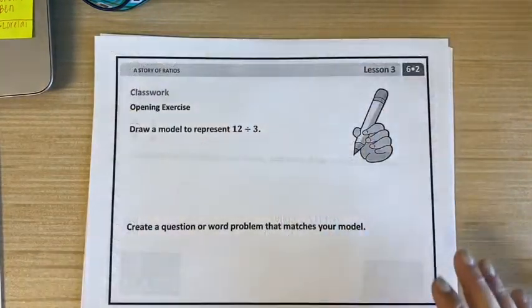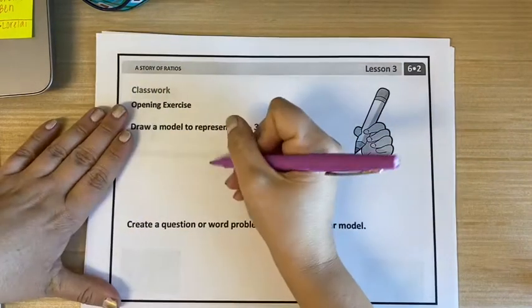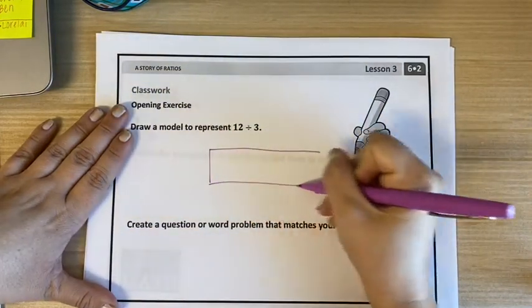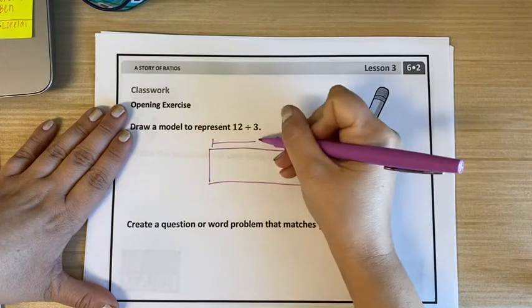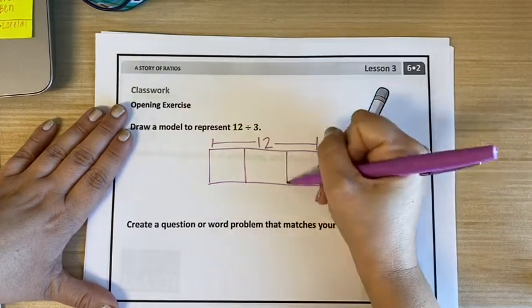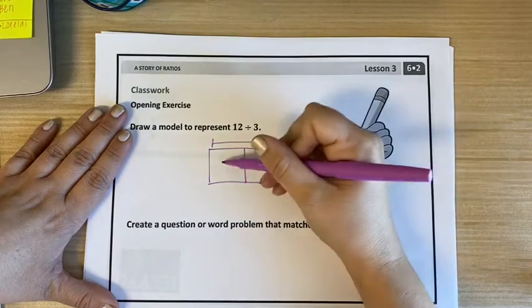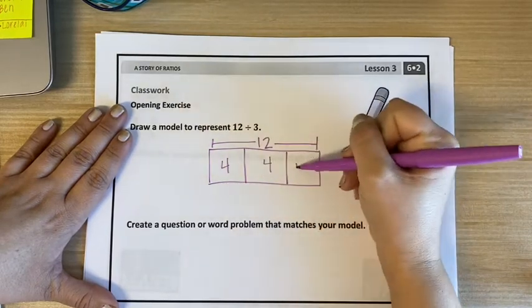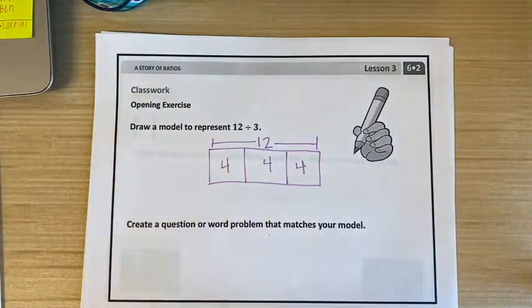So let's get started. To begin, it says draw a model to represent 12 divided by 3. So I'm going to draw a tape diagram. If this whole thing represented 12 and I divided that into 3 equal groups, I know that each group would be 4. So there's a model of 12 divided by 3.